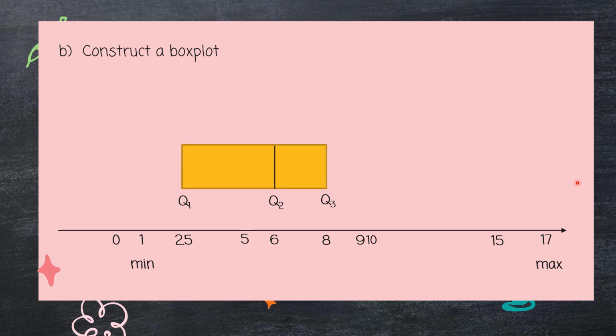Then connect the quartiles to each other to make a box. Then connect the box to minimum and maximum with a line. Since the data 17 is an outlier, take the nearest maximum data, which is 9, inside the fence and mark the outlier with a circle.